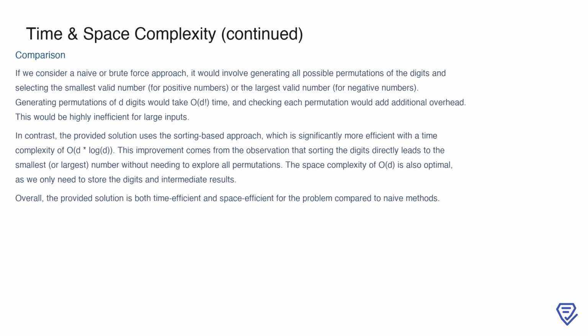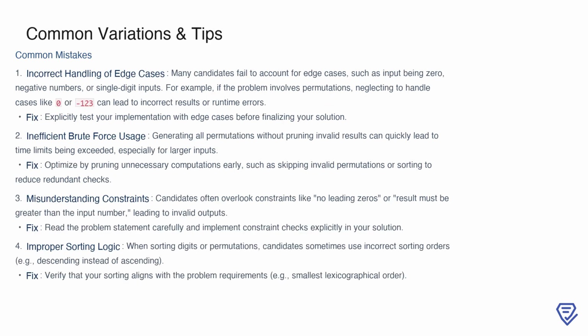Additionally, the space complexity remains optimal at O(d), as it only involves storing the digits and intermediate results. This combination of time and space efficiency makes the provided solution far superior to naive methods, particularly for large inputs. Let's start by discussing some common mistakes that can arise when solving this problem.